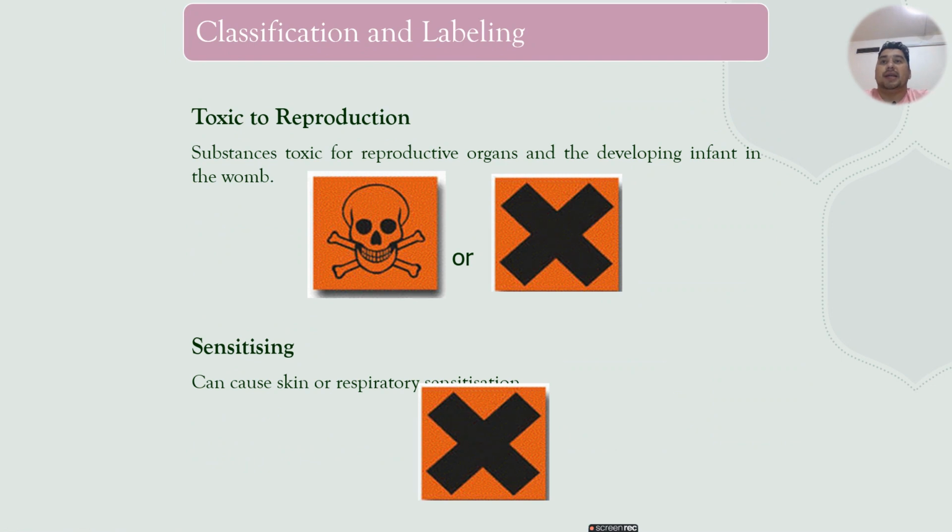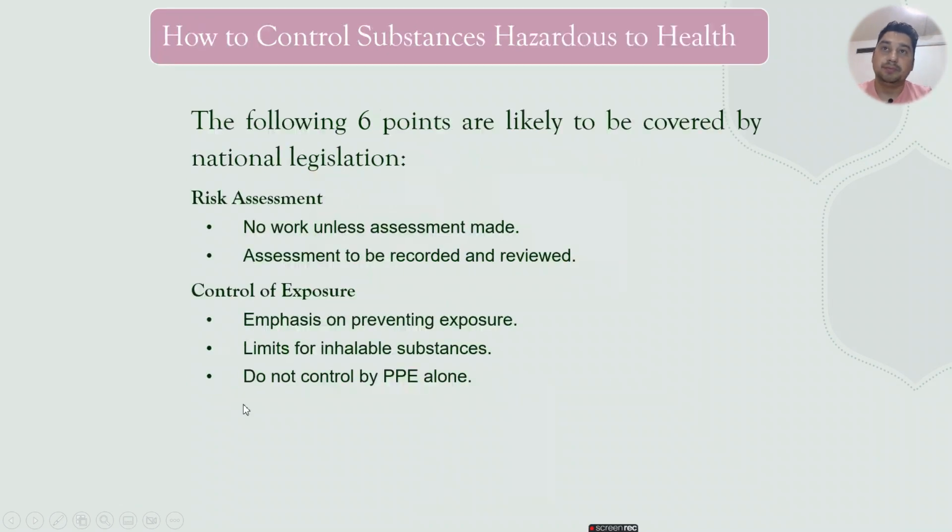Now the classification and labeling. Toxic to reproduction. The substance is toxic for reproductive organs and the developing infant in the womb. So these types of signs will be there. Then we have sensitizing, can cause skin or respiratory issues. So this sign will be there.